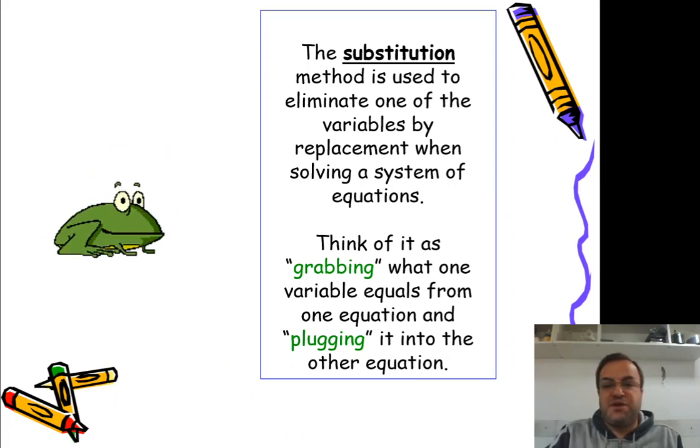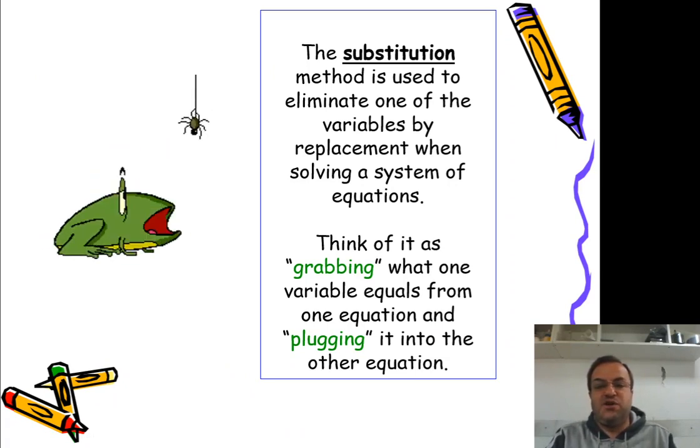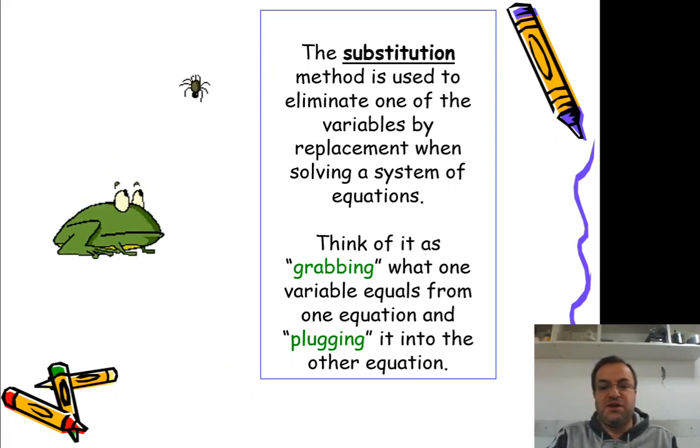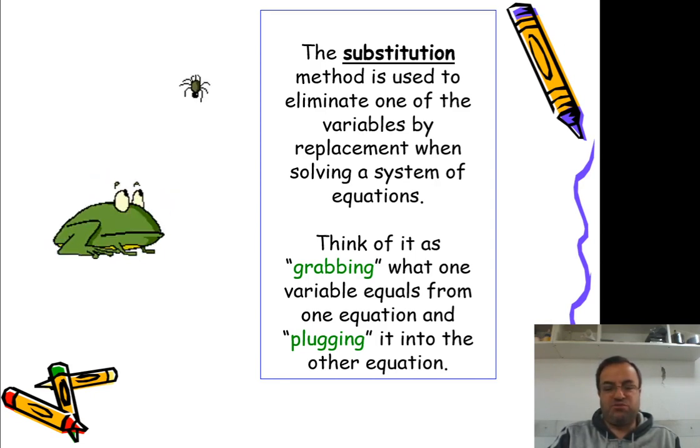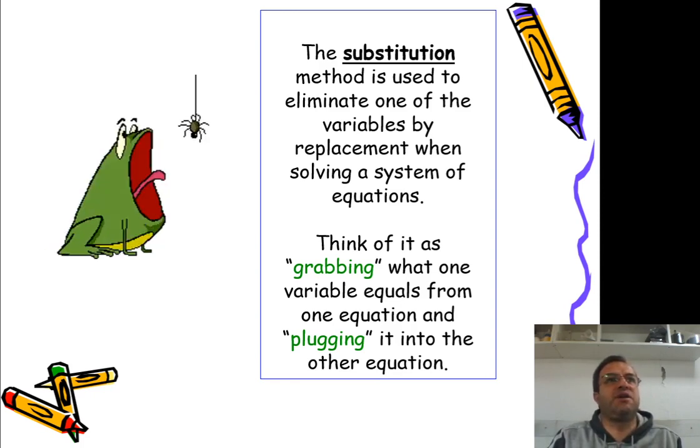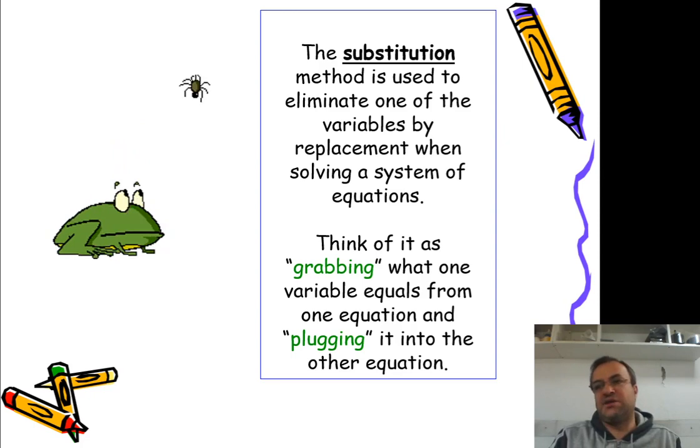The substitution method is used to eliminate one of the variables by replacement when solving a system of equations. Think of it as grabbing what one variable equals from one equation. For example, what's the meaning of grabbing here? It is to find, for example, y in terms of x, in the form of y equal ax plus b.